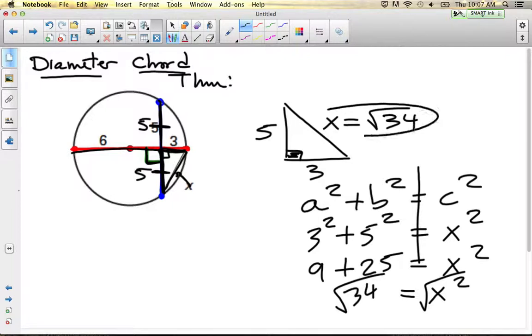You may need to continue to simplify that depending on how your teacher wants you to solve these problems, but I won't get into that. That's technically an answer, and this is how you would solve this problem using this theorem for any others that you come across in your geometry unit.